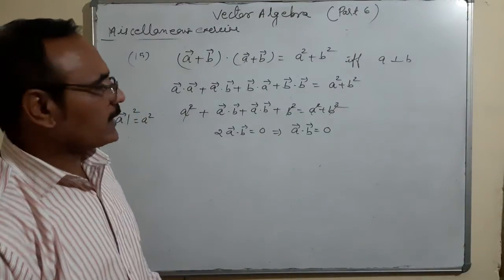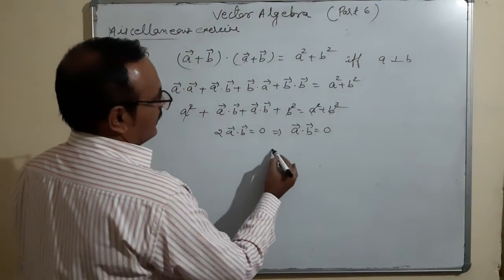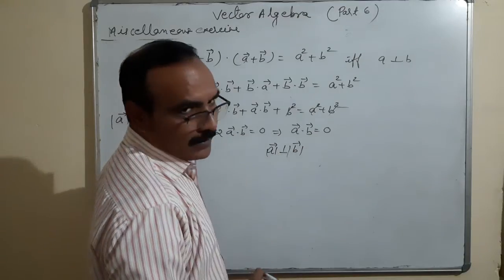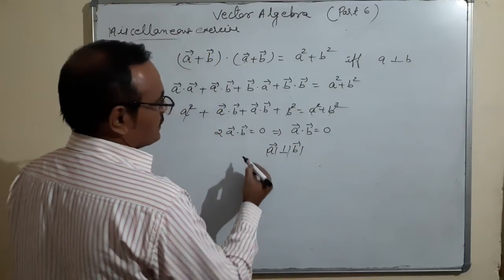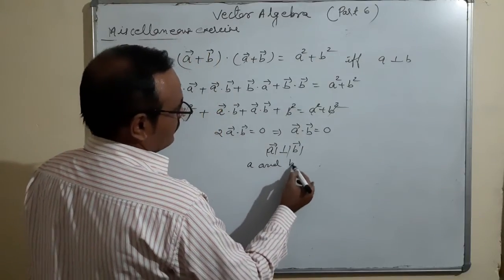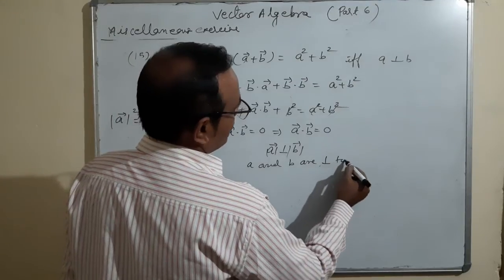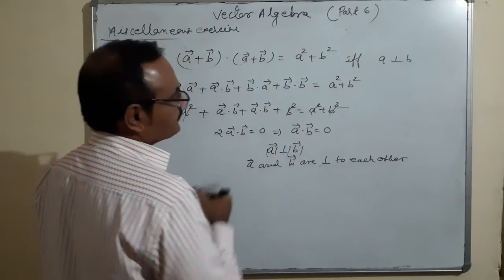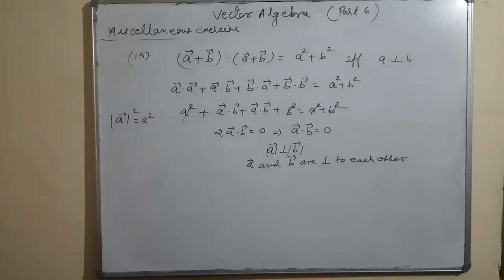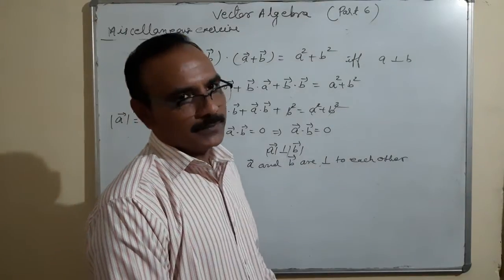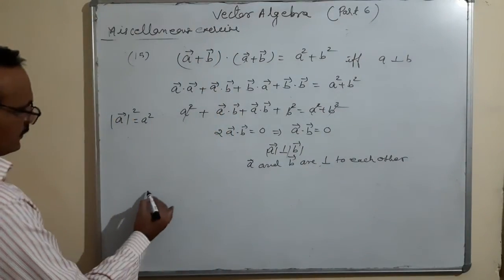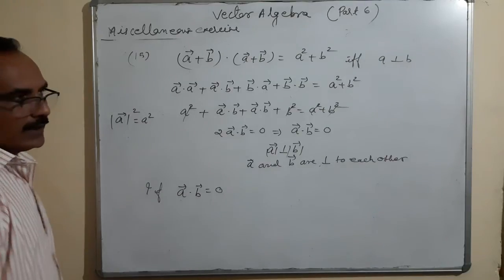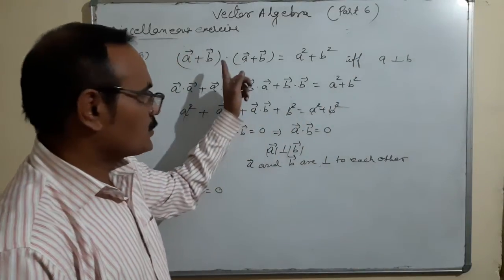And the dot product of two vectors is equal to 0. What does it mean? A is perpendicular to B. Is it okay? A dot B is equal to 0. That means A and B are perpendicular to each other. Okay, got it? That is one. Second, we are taking A and B are perpendicular. This we are taking, if A dot B is equal to 0 because A and B are perpendicular, then we want to show this.